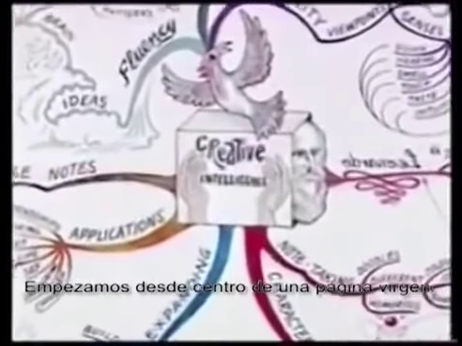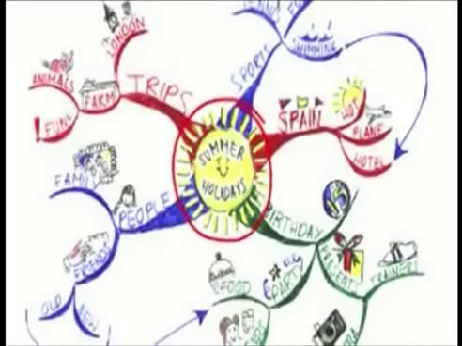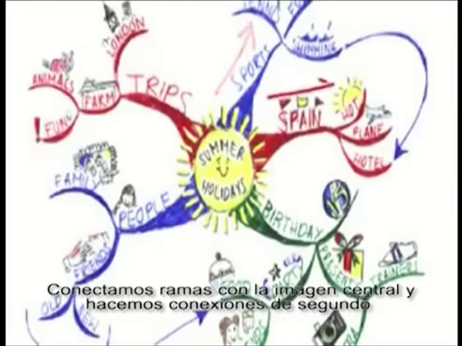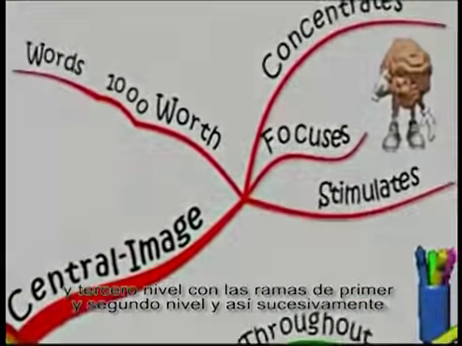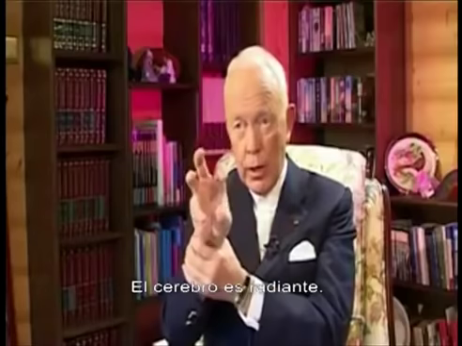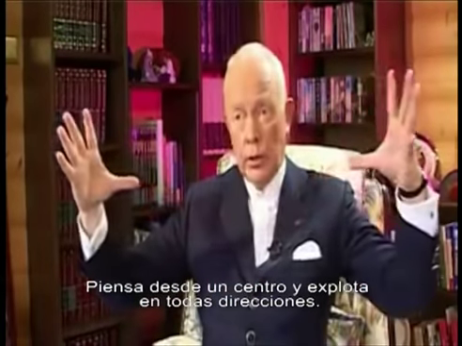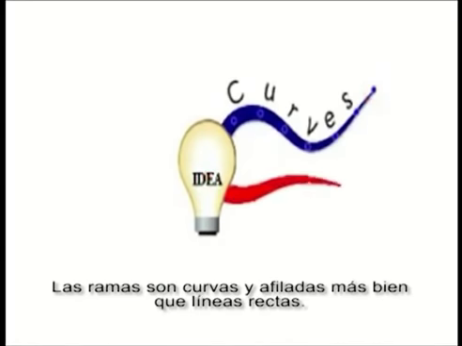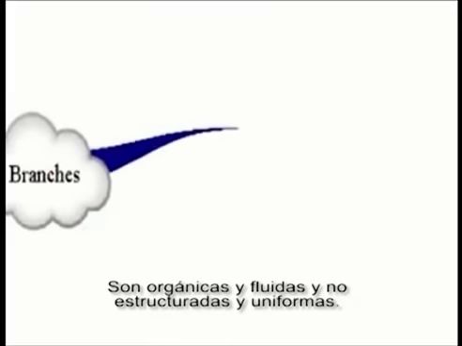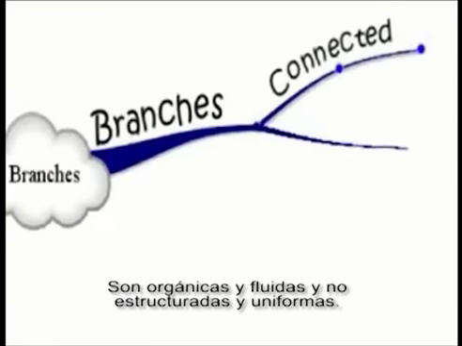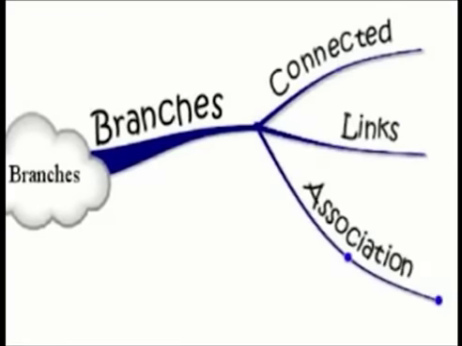We start in the center of a blank page. We connect branches to the central image and connect second and third level branches to the first and second, and so on. The brain is radiant. It thinks centrally and explodes out in all directions. Branches are curved and tapered rather than straight-lined. They are organic and free-flowing, as opposed to structured and uniformed.